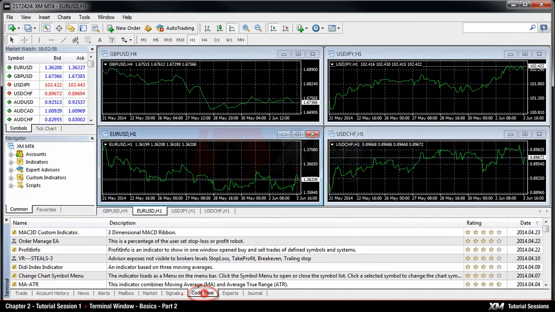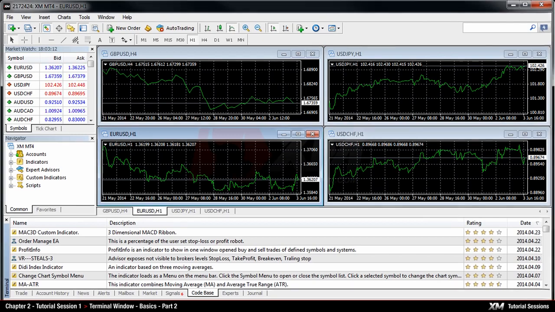The Codebase tab allows accessing the codebase published at MQL4 Community directly from the client terminal. You can select a necessary EA, indicator or script at this tab, download it and attach it to the chart right away.